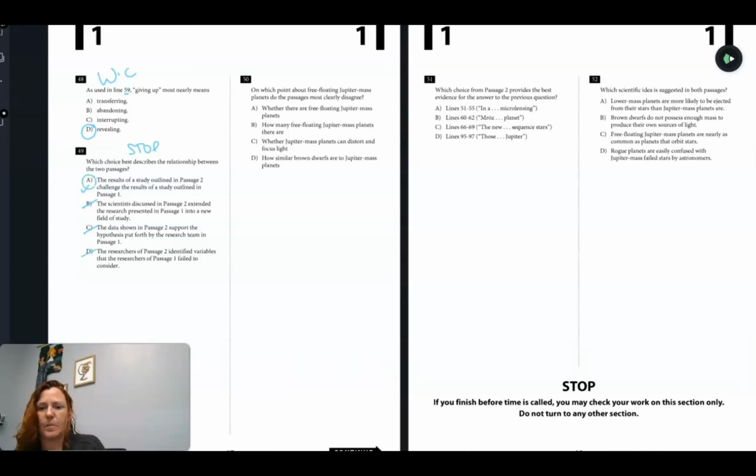So it's A. On which point about free-floating mass planets do the passages most clearly disagree? Whether there are? No, they agree that there are. How many there are? Whether Jupiter mass planets can distort and focus light? No. How similar brown dwarfs are to Jupiter mass planets? So the whole disagreement was which there are more of, and so B is going to be our answer. Oh, we missed that this was a COE follow-up. So I tell you what, let's rescan all this and make sure that we have it correct.